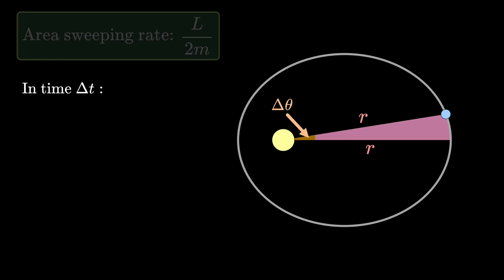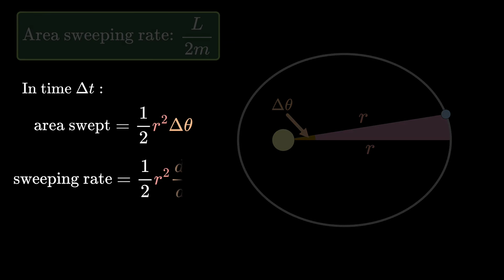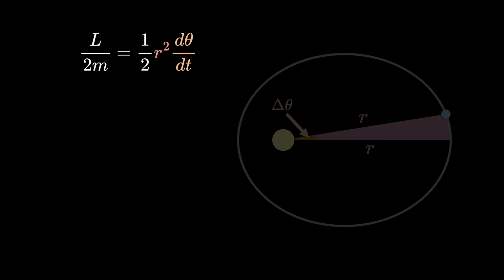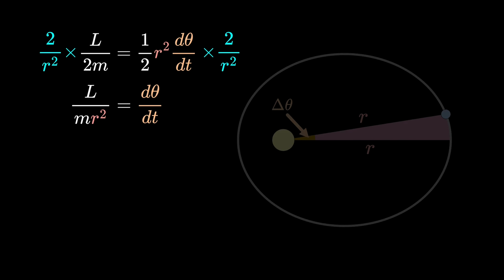The area of a sector is half radius squared times the central angle, and in this case it is half r squared delta theta, so the area sweeping rate is half r squared d theta by dt. Since the sweeping rate is L over 2m, we have L over 2m equals half r squared d theta by dt. We're about to do some simple algebraic manipulation by multiplying both sides by 2 over r squared. We then have L over mr squared equals d theta by dt.